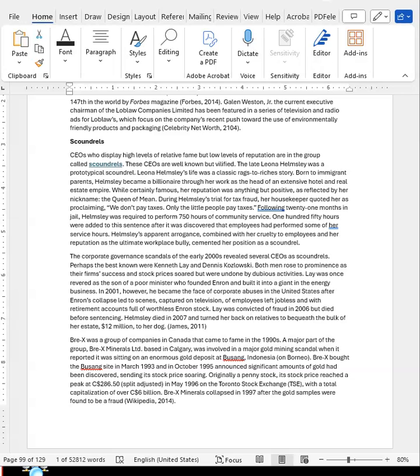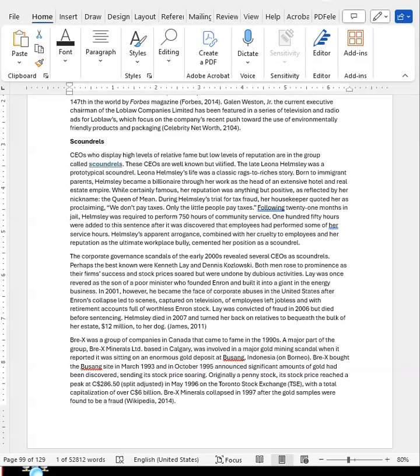A major part of the group, Bre-X Minerals Limited, based in Calgary, was involved in a major gold mining scandal when it reported it was sitting on an enormous gold deposit at Busang, Indonesia, on Borneo. Bre-X bought the Busang site in March 1993 and in October 1995 announced significant amounts of gold had been discovered, sending its stock price soaring.